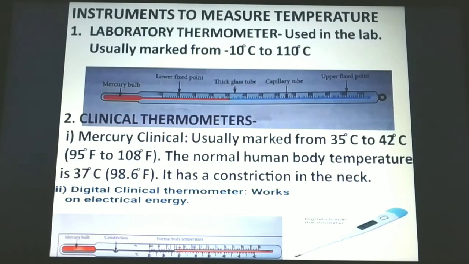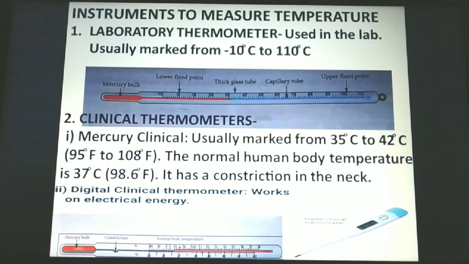Now we come to instruments to measure temperature. First is a laboratory thermometer that is used in the lab, usually marked from -10 degrees Celsius to 110 degrees Celsius. And here, if you see the diagram, 0 degrees Celsius, which is the melting point of ice, is called lower fixed point, and 100 degrees Celsius, which is the boiling point of water, is called the upper fixed point.